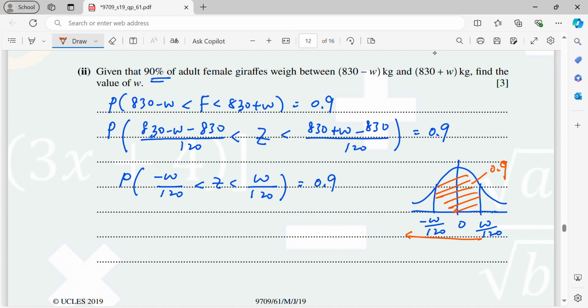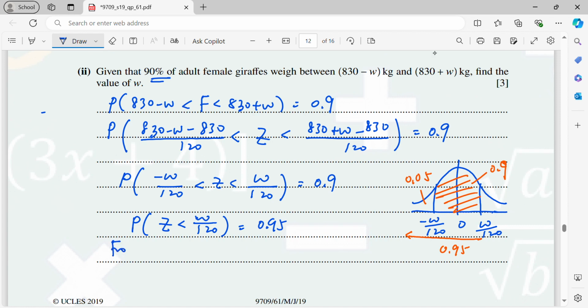So now the middle value is 0.9, which means that the other two parts, the left and right side, will be a total of 0.1. So 0.1 divided by 2, that is 0.05. So I know that the total region is actually 0.95. So now from here, I will just write P(Z less than W over 120) is basically 0.95. And now this 0.95 is available in the table because the region is towards the left side.